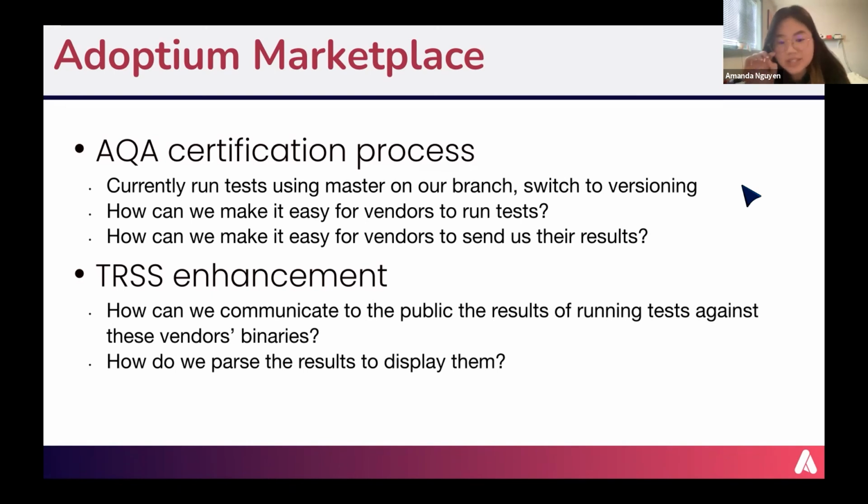The second thing we have to build is TRSS enhancement, which is like the website that Paul was talking about. The first part is really talking about what's happening between the Adoptium team and the vendors. But now we need to be able to display all these results to the public. Some challenges there are, how exactly do we display the test results for certain binaries to the public? And the second big thing is that we actually have 5 different sets of tests with different outputs. So we need to figure out how to parse them all separately and be able to display it all.